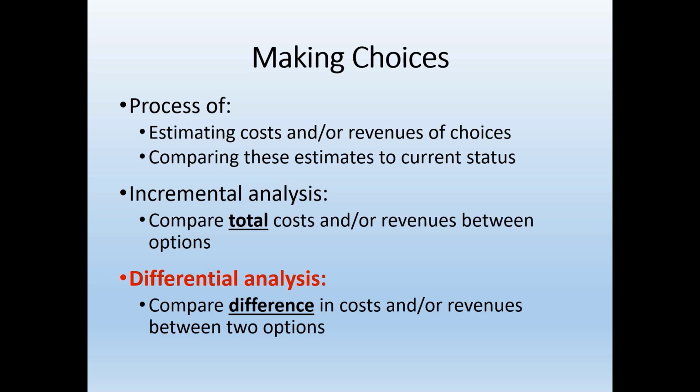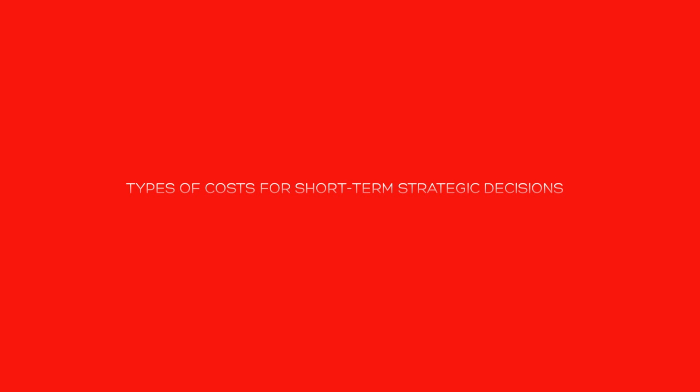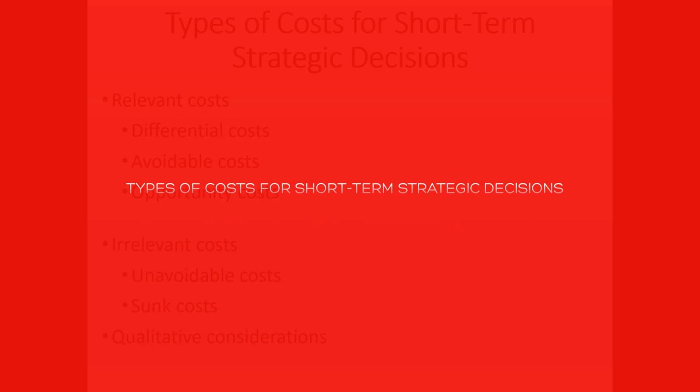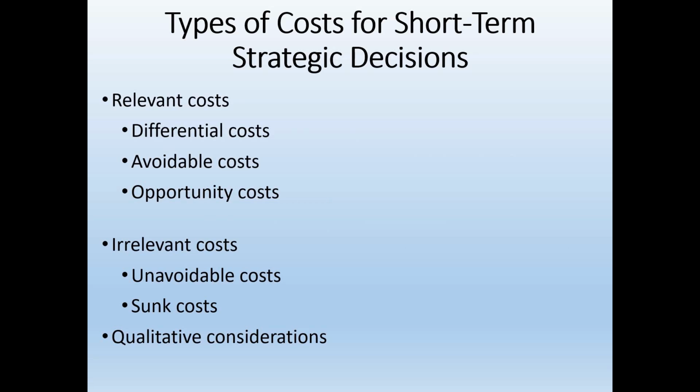If done correctly, either method should bring you to the right answer, but sometimes one method or the other is a little bit easier for particular kinds of problems. Before we look at specific short-term strategic decisions, we should talk a little bit about the kinds of costs or revenues that we should be paying attention to and the kind that we can safely ignore.